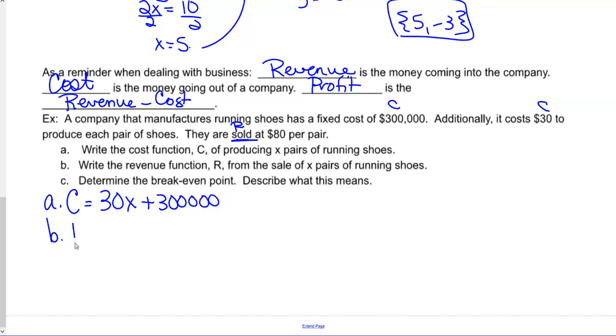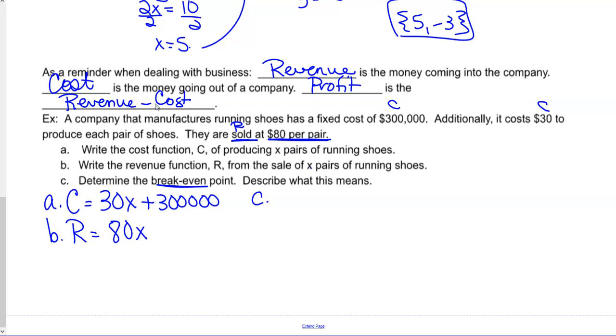For part B, my revenue function R for selling x numbers of shoes. So here, it is $80 per pair of shoes. So if I sell 100 of them, I'm going to take 80 times 100. So the revenue function is 80x. And then we need to determine the break point. Part C says, describe what that means, determining the break point. Break point means between the cost and the revenue that your profit basically is equal to 0. That's one way to look at it.